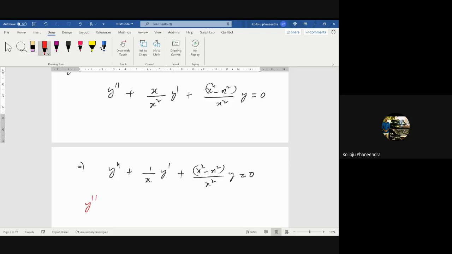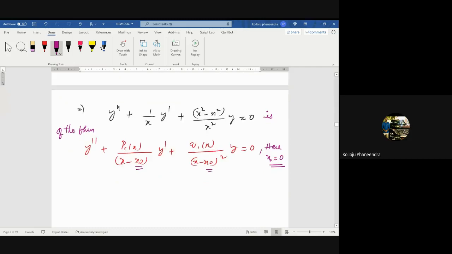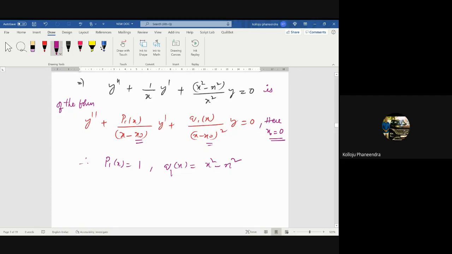Now check, is it of this form? y double dash plus P1x by (x minus x naught) y dash plus Q1x by (x minus x naught) whole square y equal to 0. Yes, both are the same. Here x naught equals 0, so when I put 0 here, automatically it is of this form. Therefore P1x is 1, and Q1x is x square minus n square. Now, this P1x is 1 and this is x square minus n square. Are these functions anywhere undefined? P1x and Q1x are nowhere undefined.